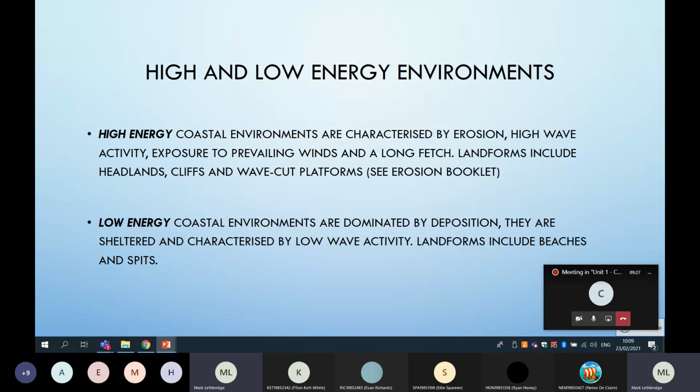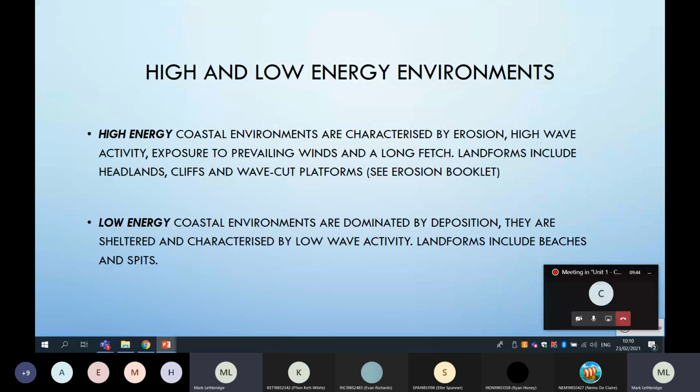They are protected from waves. They are protected partially by the wind. And therefore, that is where we start getting things like beaches and spits and the barrier beaches and tombolos that we looked at in the last booklet.